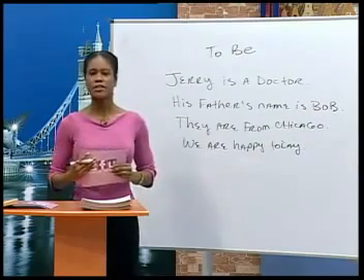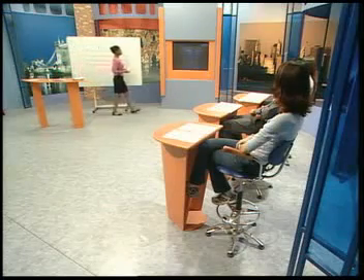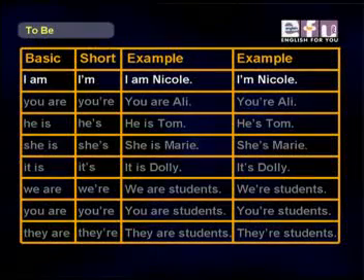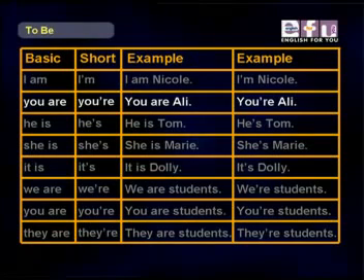Look at the chart that we learned in Level 1. I am, short form, I'm. I am Nicole. I'm Nicole. You are, you're. You are Ali. You're Ali. He is, he's. He is Tom. He's Tom. She is, she's. She is Marie. She's Marie. It is, it's. It is Dolly. It's Dolly.